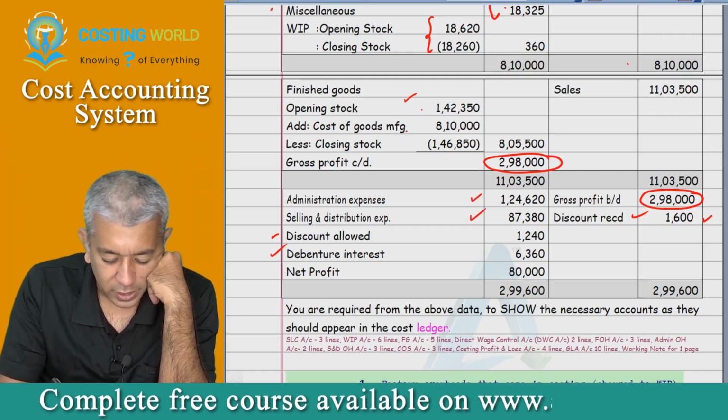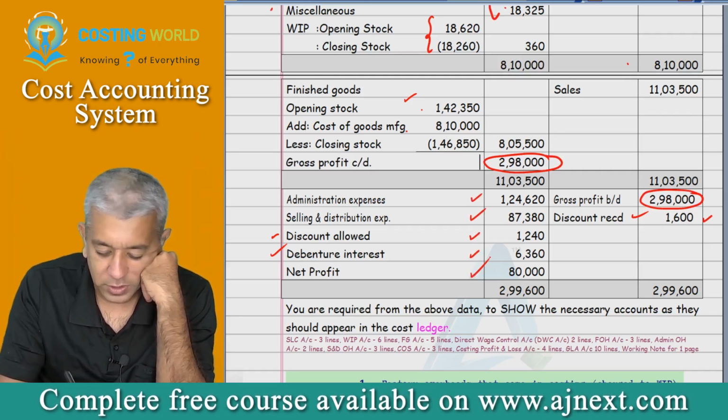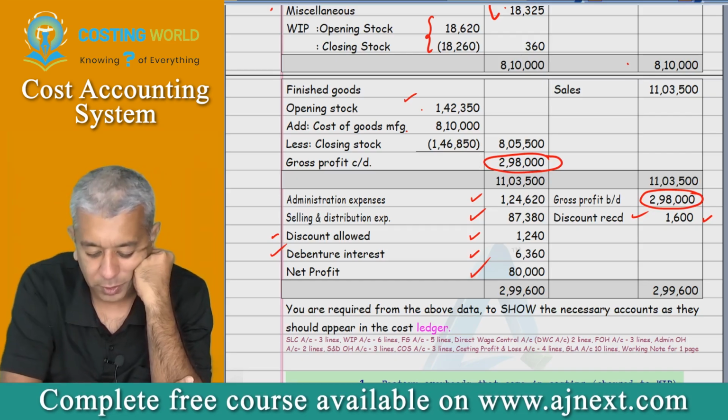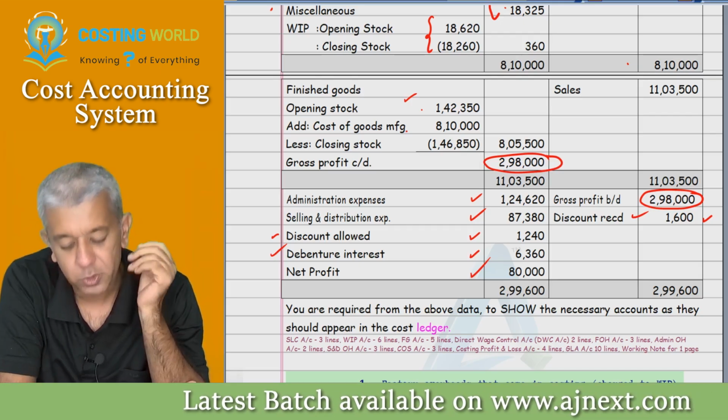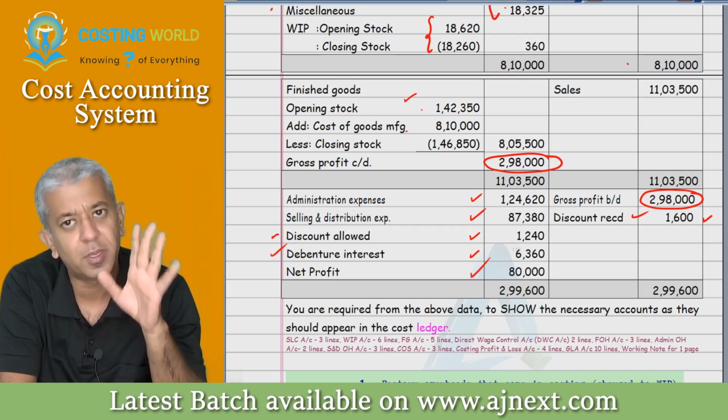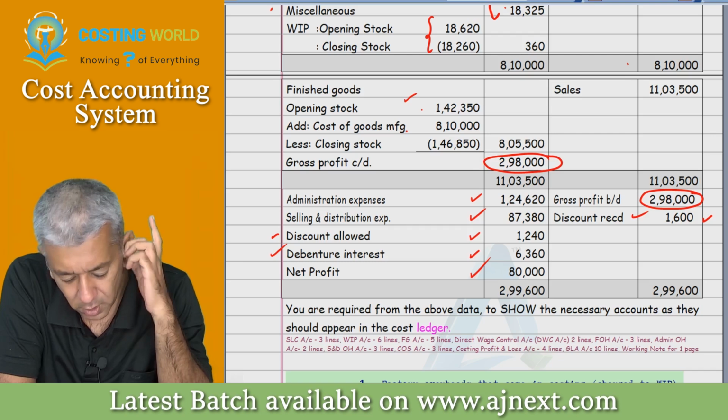Admin, S&D, discount allowed, debenture interest, net profit. Fine. You are required to show from the above data the necessary accounts as they should be appearing in the cost ledger. So you've got to show all the accounts that should be appearing in the cost ledger. Okay. You all have made the accounts.